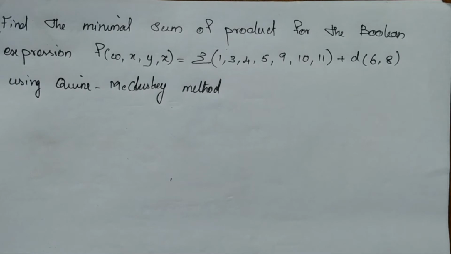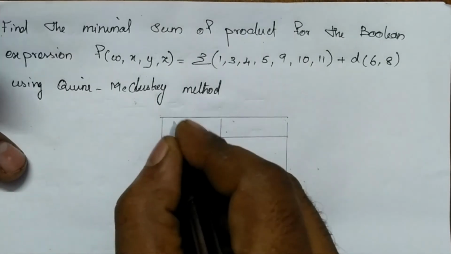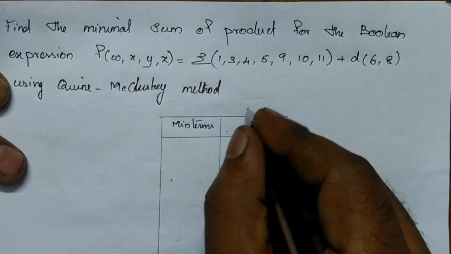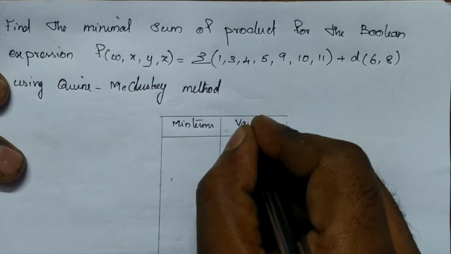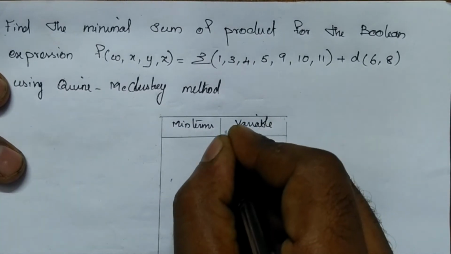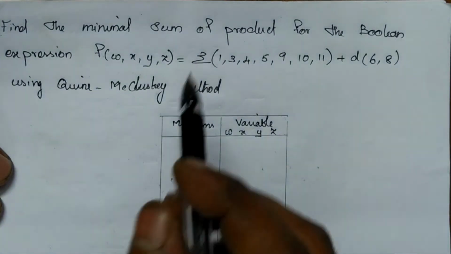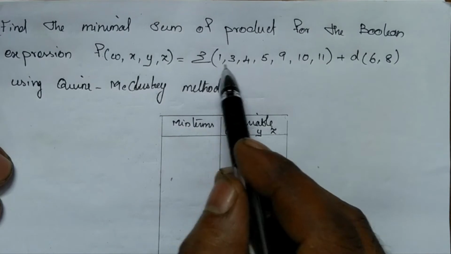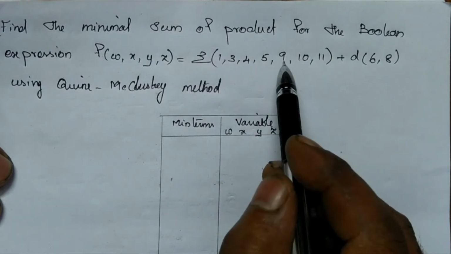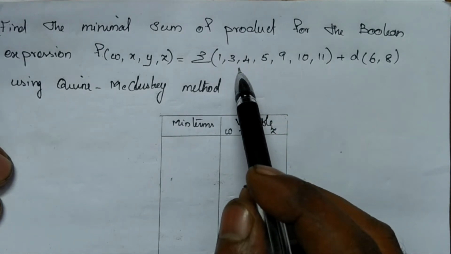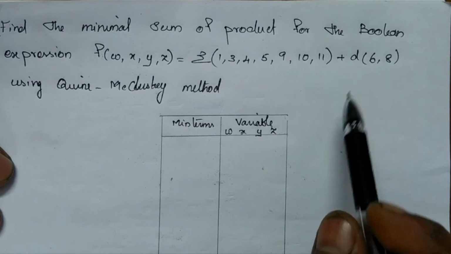So first we need to go for the minterms and its binary representation. So minterms and its variables w, x, y and z. Here we are having the minterms as 1, 3, 4, 5, 6, 8, 9, 10, 11. You need to write both minterms as well as its don't care values.